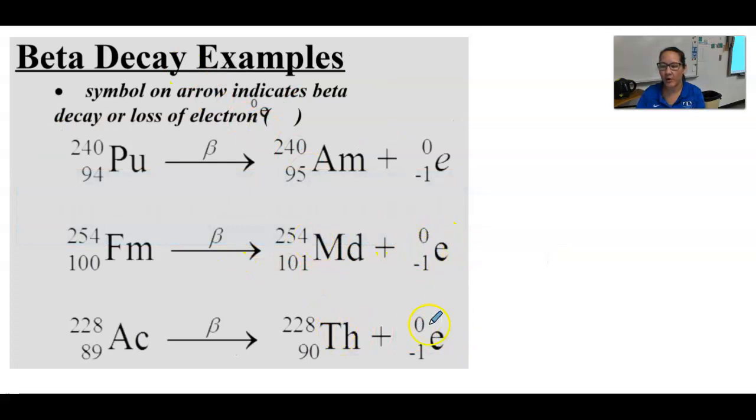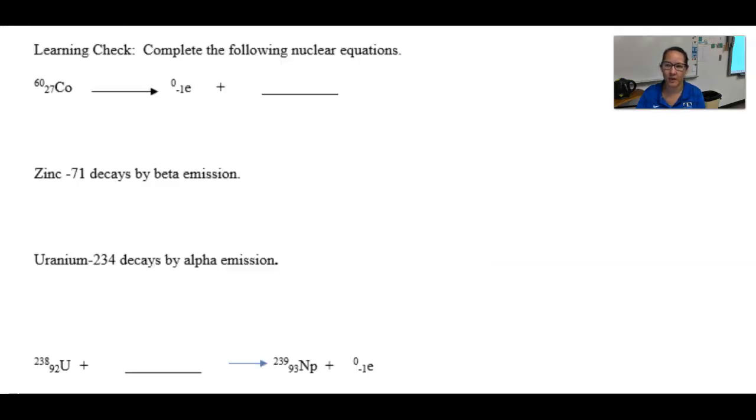Here are your beta particles. Remember, these don't have to be in the same order on the right side of the arrow. They just have to be on the right side of the arrow. And then we have 254 over 101 mendelevium and 228 over 90 thorium as your final answers.